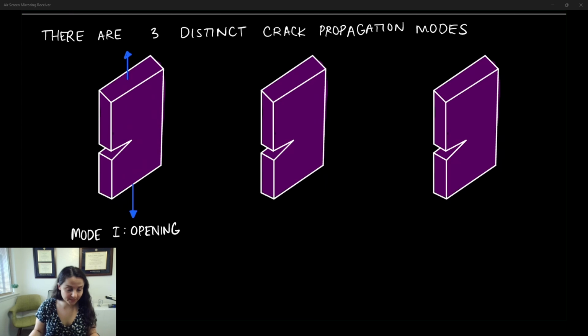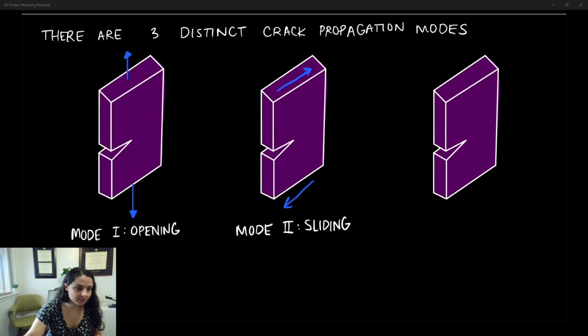All right, so mode 1 is an opening mode. We have a tensile stress that's acting normal or perpendicular to the plane of the crack. And then in mode 2, we have in-plane shear. This is a sliding mode. So we have a shear stress that's acting parallel to the plane of the crack.